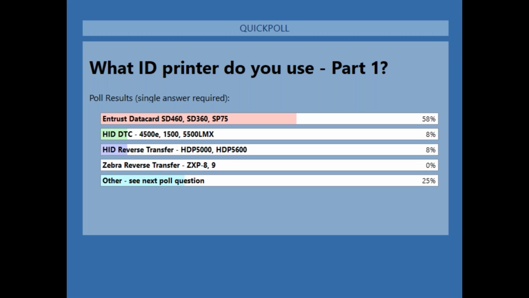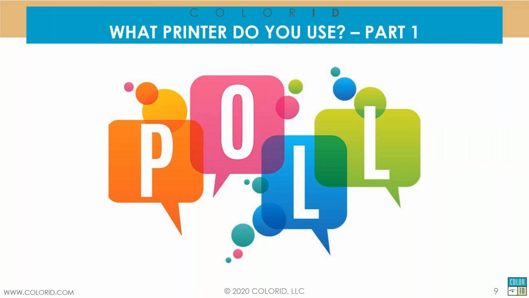So 58% are utilizing an Entrust Datacard printer, one of their direct-to-card lines. So it could be the SD460, 360, or the old school SP75. 25% of you are saying another printer that we'll check out next. And then we got a tie at 8% with HID direct-to-card. That would be their 4500, their 1500, or the 5500 LMX, as well as the reverse transfer printers, the HTP 5000 or the 5600.